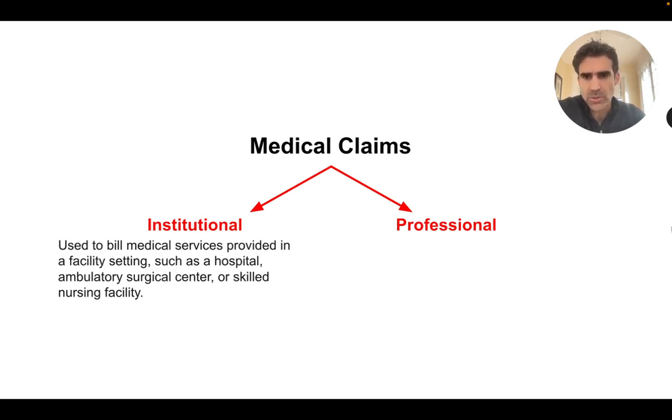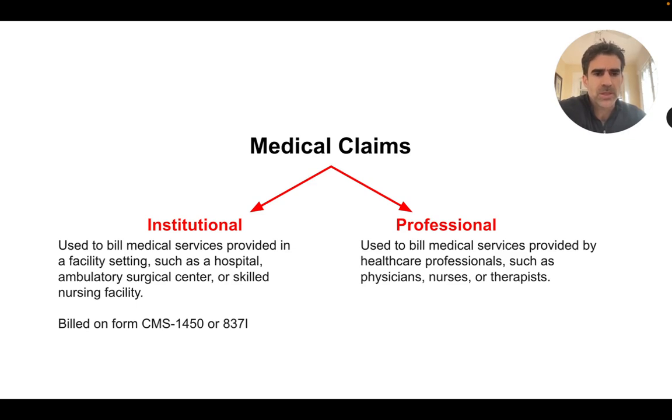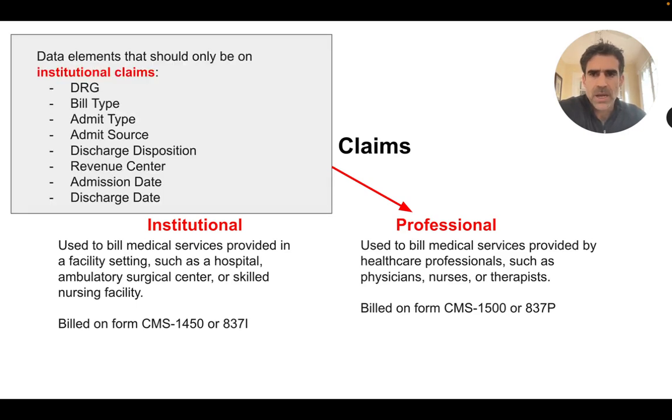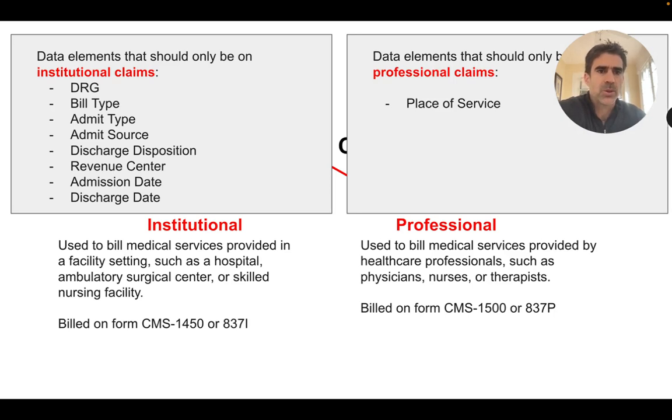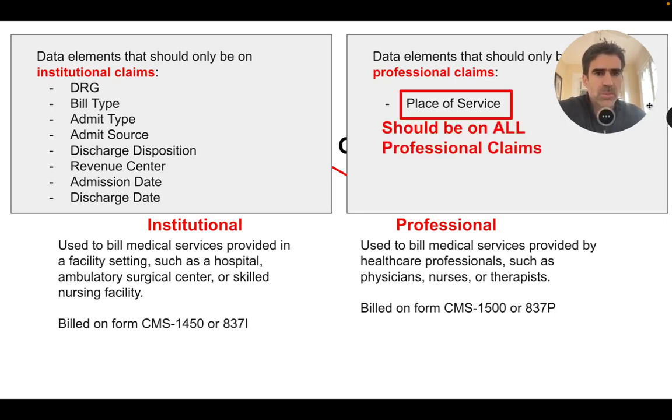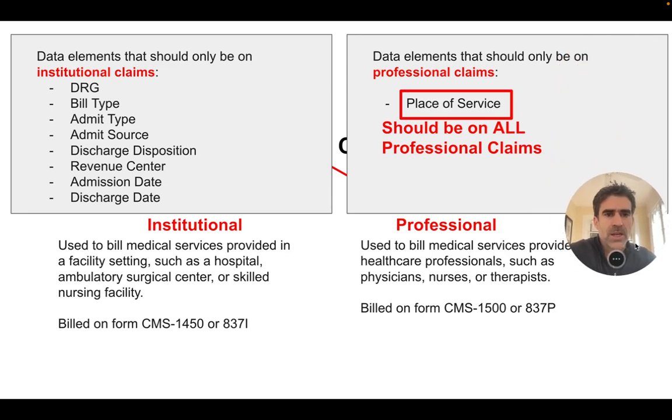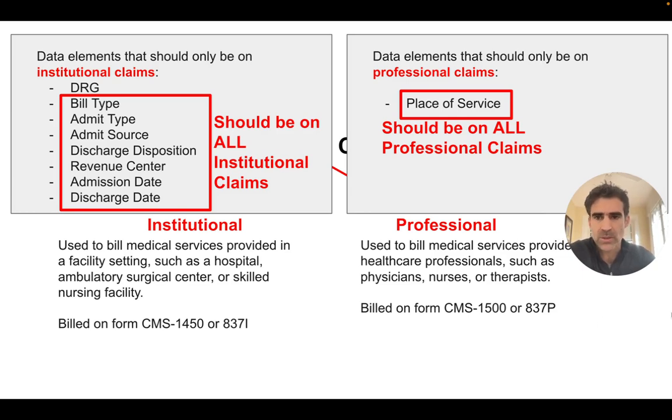So let me take a step back and recall that medical claims come in two varieties. There's institutional claims and there's professional claims. Institutional claims are used to bill medical services provided in a facility setting, and they're billed in Form CMS 1450. And professional claims are used to bill medical services provided by healthcare professionals. These are billed in Form CMS 1500. Now, there's certain data elements that should only appear on institutional claims and certain data elements that should only appear on professional claims. For example, place of service is a data element that should be present on every single professional claim. And these data elements should be present on every single institutional claim.